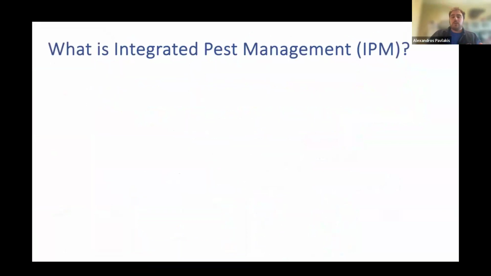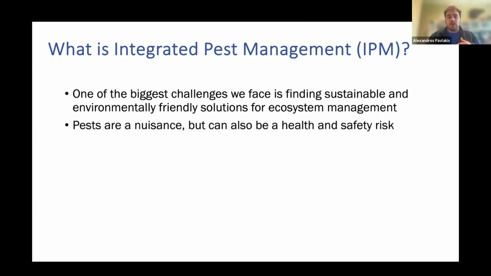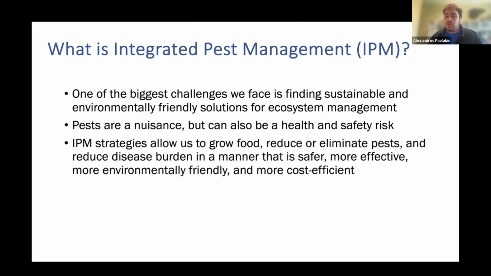Before we can even get into integrated mosquito management, we have to understand what integrated pest management is. One of our biggest challenges is finding sustainable and environmentally friendly solutions for managing our ecosystem. While we all know that pests are a nuisance, they can also be a risk to health and safety. By using IPM strategies, we can help grow food, eliminate pests, and reduce disease burdens in ways that are safer for our communities, more effective, more environmentally friendly, and more cost-efficient.